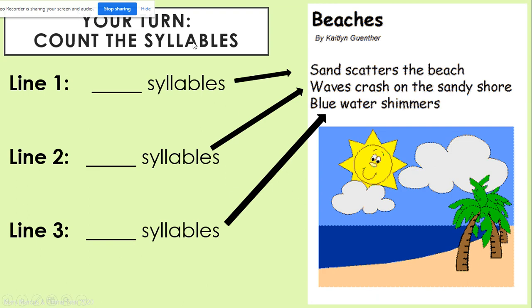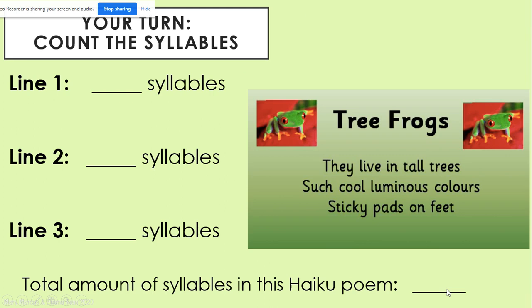All right, now it's your turn. I want you to count the syllables so you can clap them out. Sand scatters the beach. Let's clap that together. Ready? Sand scatters the beach. 5 claps. So there's 5 syllables. Now I want you to try that with line number 2 and line number 3. Now, this one I want you to do all by yourself. Count how many syllables are on the first line, how many are on the second line, and how many are on the third line, and then write how many syllables there are all together.